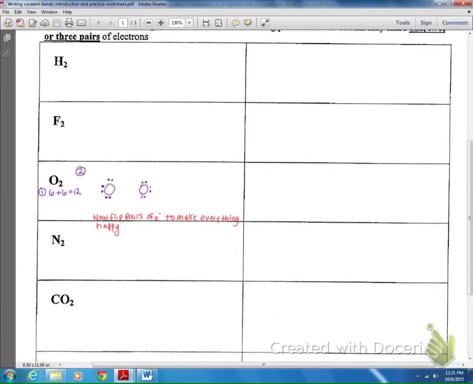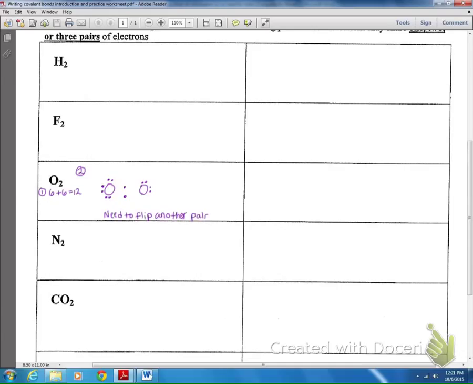So we're going to take one of the pairs of electrons and we're going to share it in the middle. And we're going to check to see if the electrons are happy. So this atom is happy, this atom is not happy. This one has 8 around it, but this one still only has 6 around it. So we need to flip another pair of electrons.